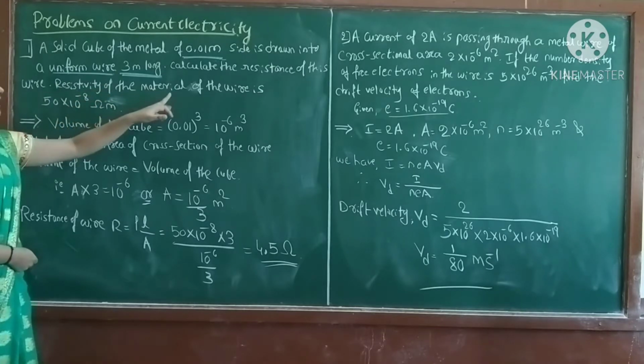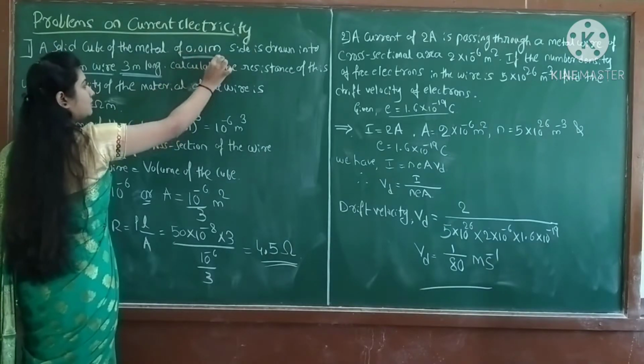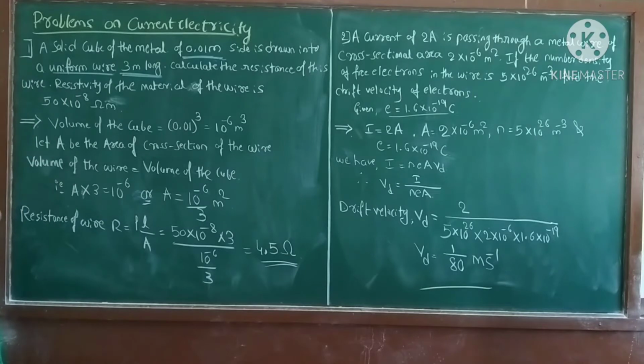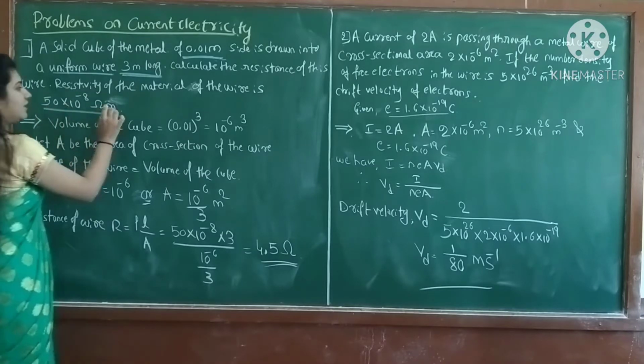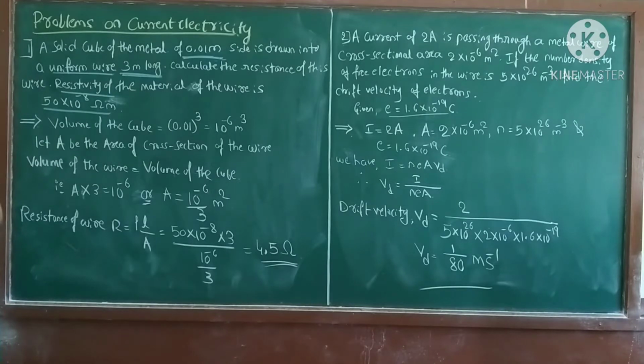The resistivity of the material of the wire is 50 into 10 to the power minus 8 ohm meter. So they gave the volume first, then the length of the wire, and later the resistivity, 50 into 10 to the power minus 8 ohm meter. Now we have to calculate the resistance of that wire.